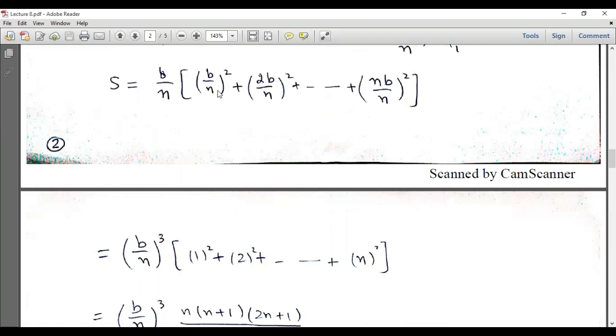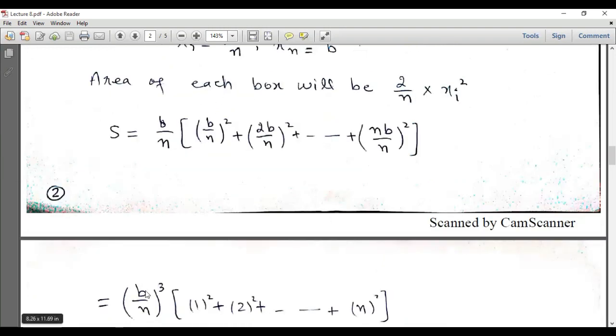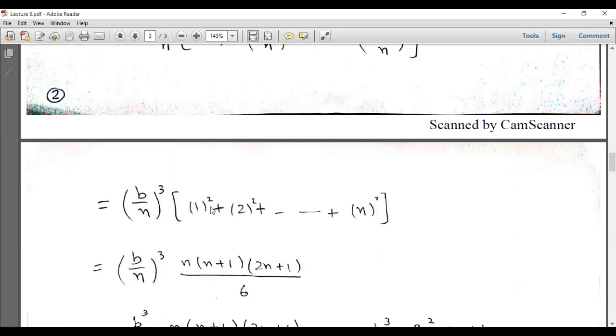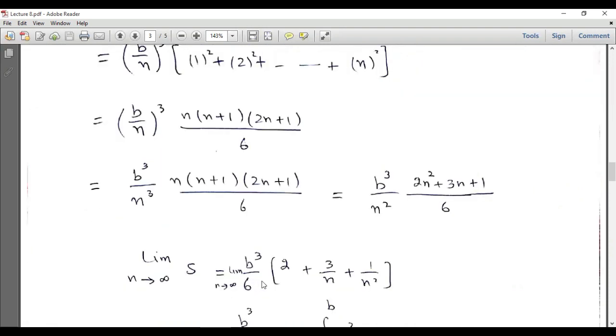So b over n square can be taken as common, so it will be equal to b over n cube, and in this bracket we will have 1 square plus 2 square plus so on up to n square. This summation of squares is generally equal to n into n plus 1 into 2n plus 1 over 6, right? So let's solve this. So b cube over n cube into this expression becomes b cube over n square, and n plus 1 into 2n plus 1 is equal to 2n square plus 3n plus 1 over 6. Now this is our right Riemann sum.